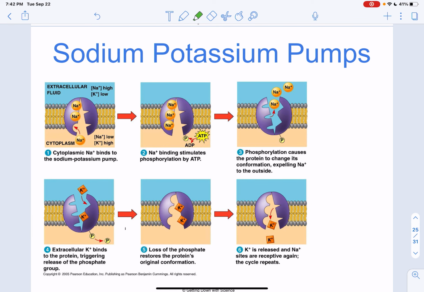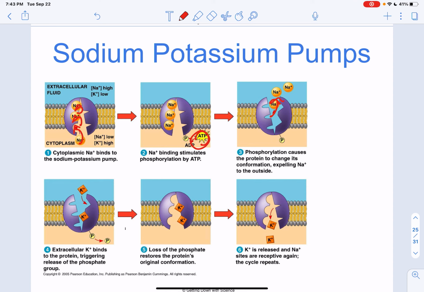This structure is going to wait for sodium ions to go sit. 3 sodium ions are going to sit inside its slots. And what's going to happen is that the sodium-potassium pump will change shape. It will first use some energy, change shape, and release these sodium ions.